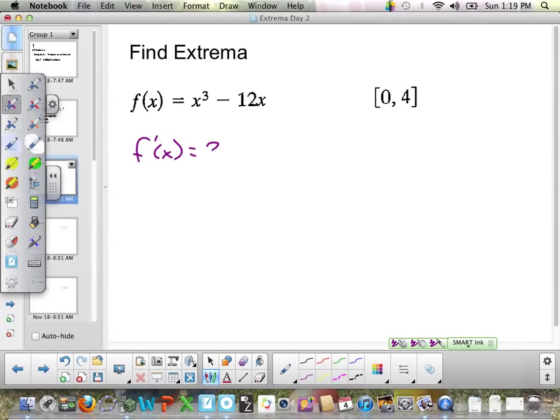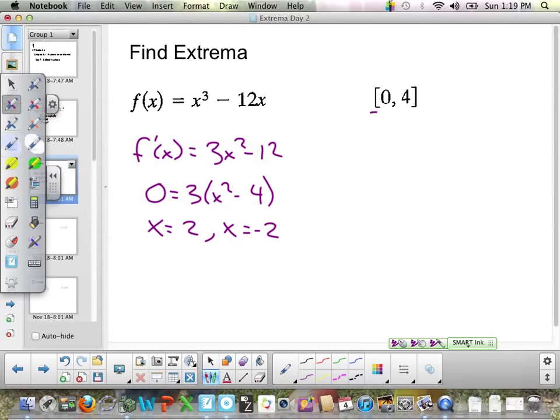And the derivative is 3x squared minus 12. And find where the derivative is equal to 0 or undefined. In this case, because it's a polynomial, it won't be undefined. So we can see our derivative is 3x squared minus 12. And it's equal to 0 at 2 or negative 2.